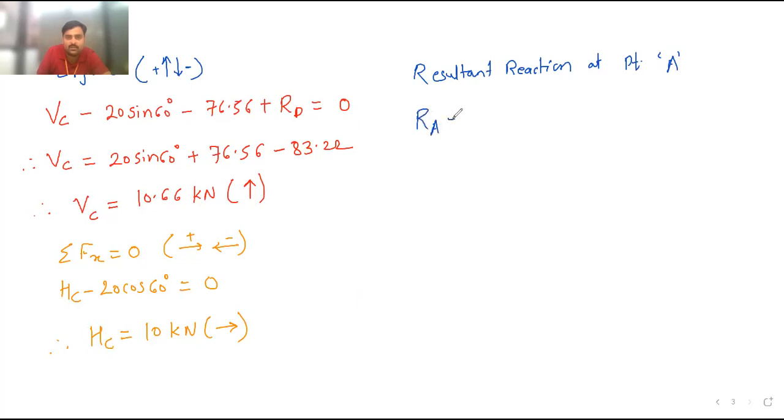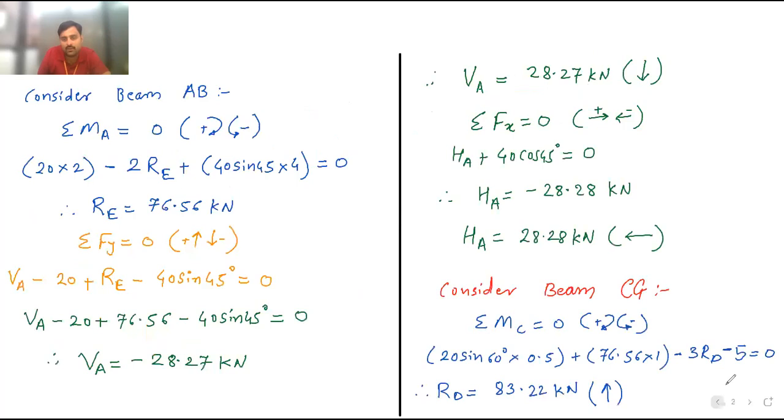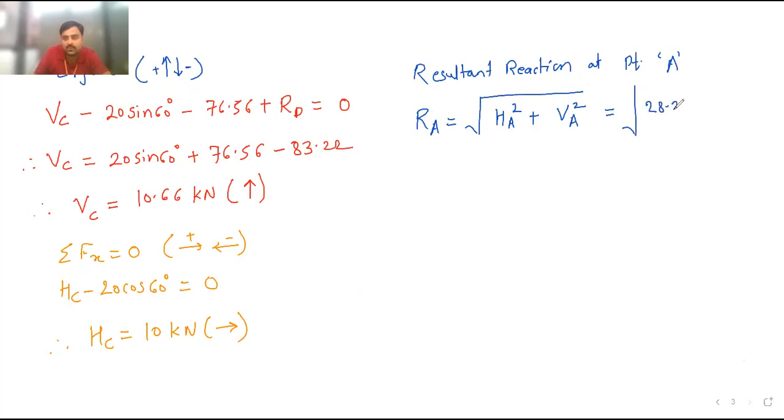So we know that RA is equal to under root HA square plus VA square. So if you put the values, then it is under root. What is the value of HA? HA is 28.28 and VA is 28.27. It is 28.28 square plus 28.27 square. Therefore, RA is equal to, let me know the answer. 28.77. It is 28.77 kilonewton.